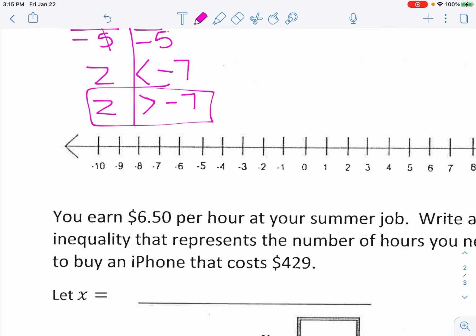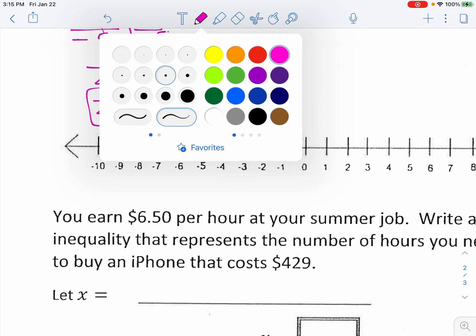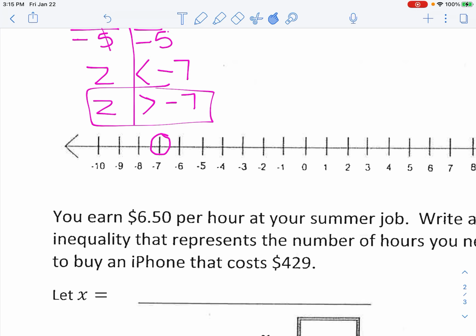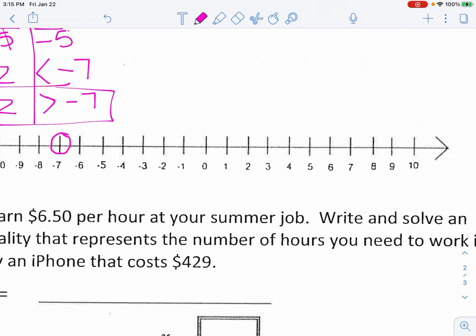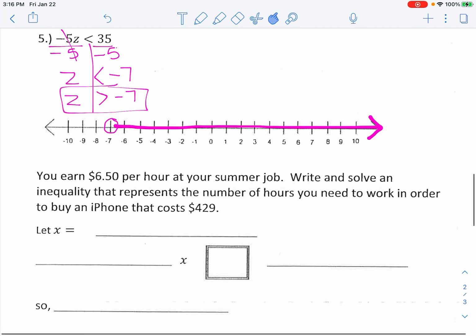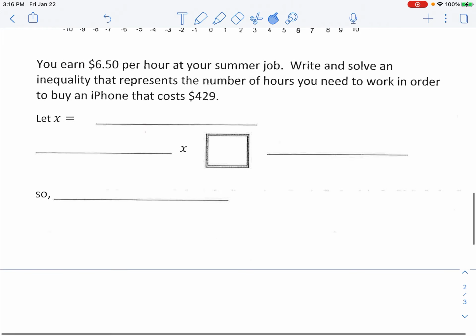So I'm going to find -7 and put a circle. And then I am going to darken the arrow moving to the right and darken all of those numbers. That's going to stay an open circle because -7 is not greater than -7, so -7 is not a solution for this inequality. All right, so getting to the reason why we're learning this, to solve problems.